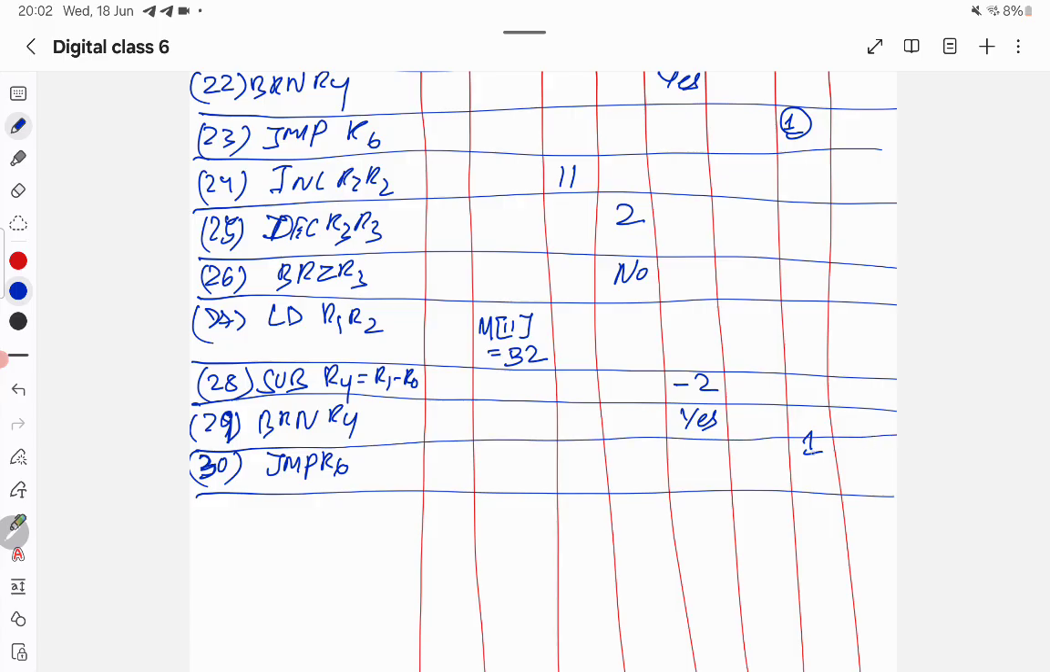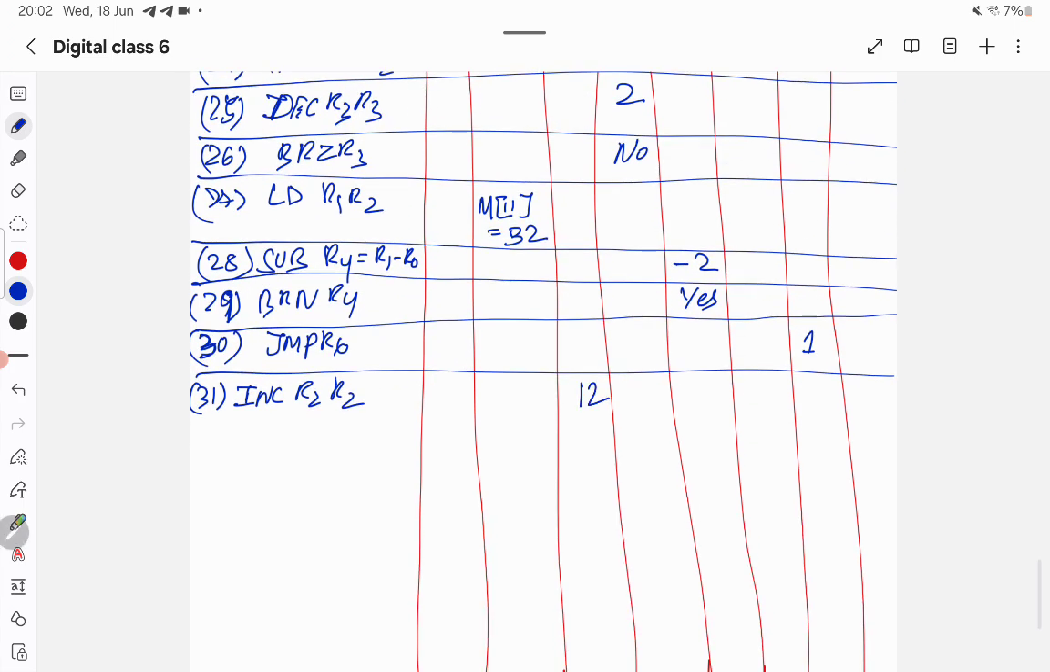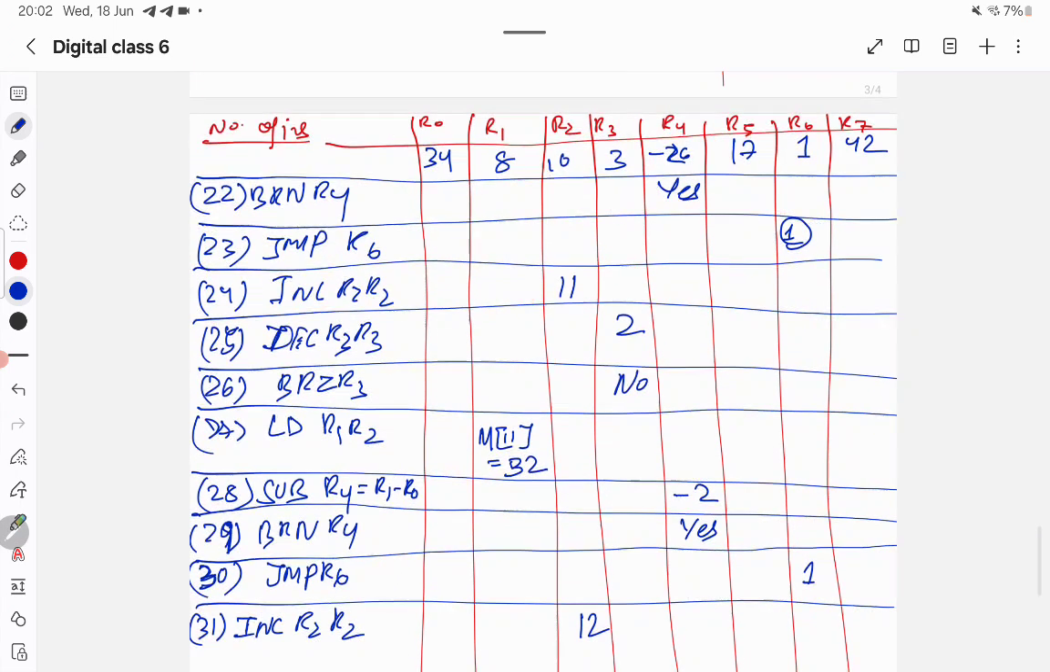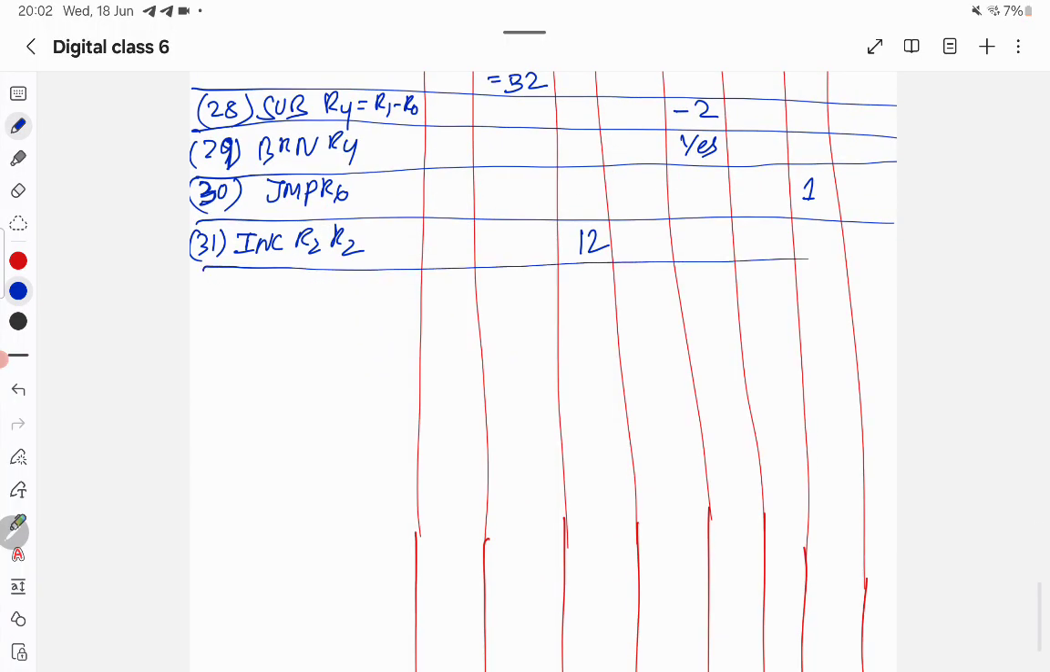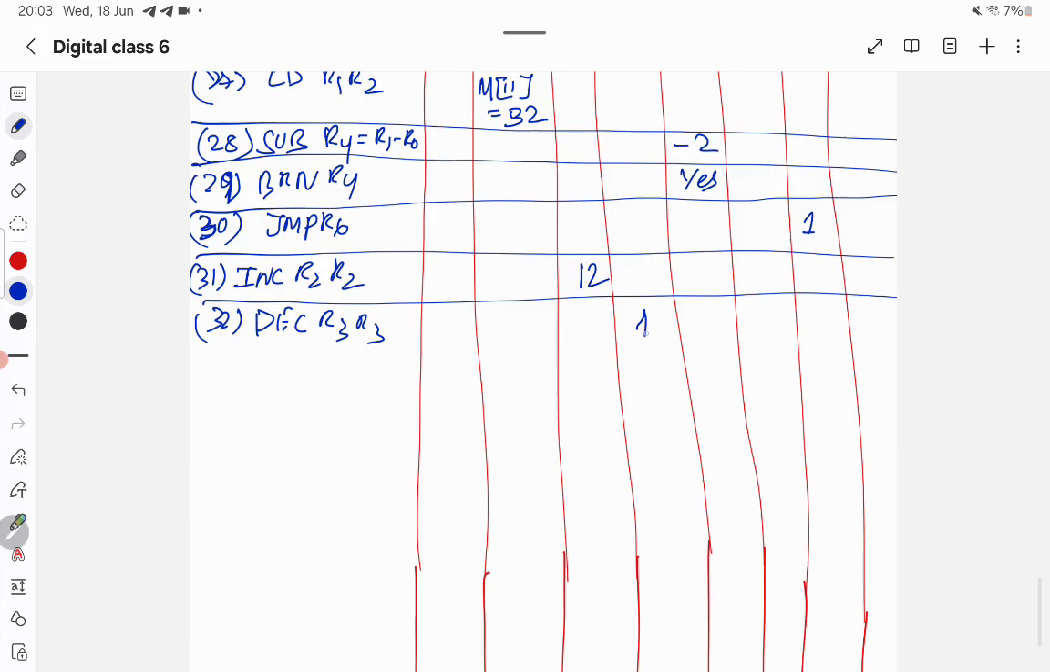So R6 has a value 1, so it will go to 31. Again from 1, INC R2 R2, increase R2. Right? Be in line, don't ask me after a long time. So again 12, it was 11 before. Next one will be DEC R3 R3, so decrease the value of R3. R3 was 2, now it will become 1.